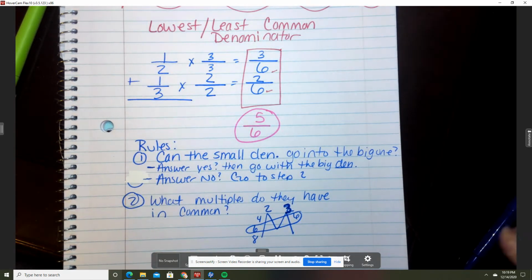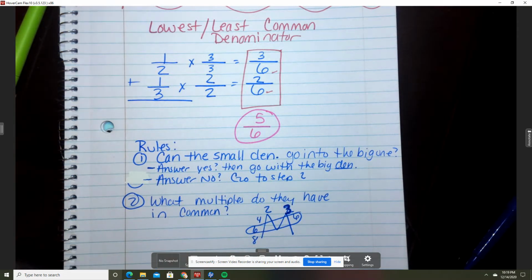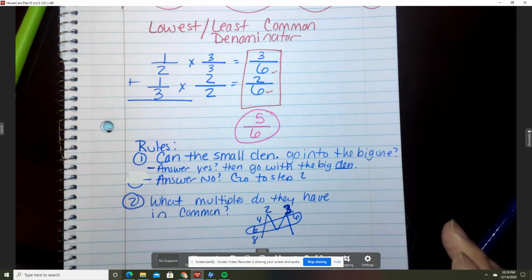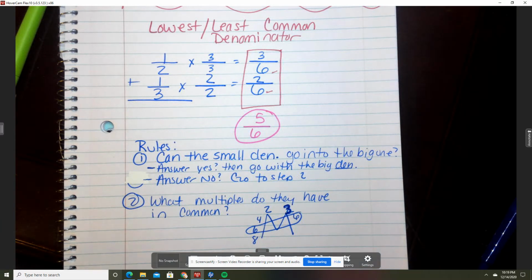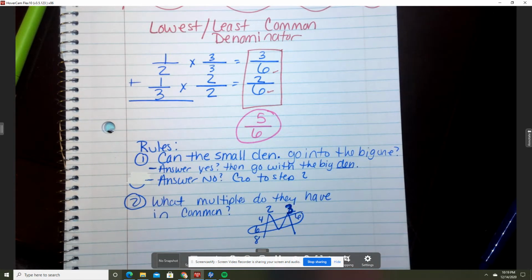All right, so, y'all, these are the rules that you need to go by. When you are adding and subtracting fractions and the denominators are not the same, this is what you're going to go by. All right, let's do several examples.